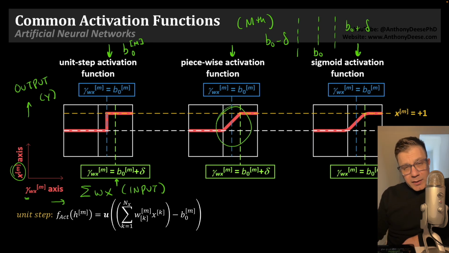Now let's return to the unit step activation function. This is one we've discussed several times before. But again, what we see is that the unit step activation function generates a value of 1 when the weighted sum of the synapse weights and inputs is greater than the bias offset.